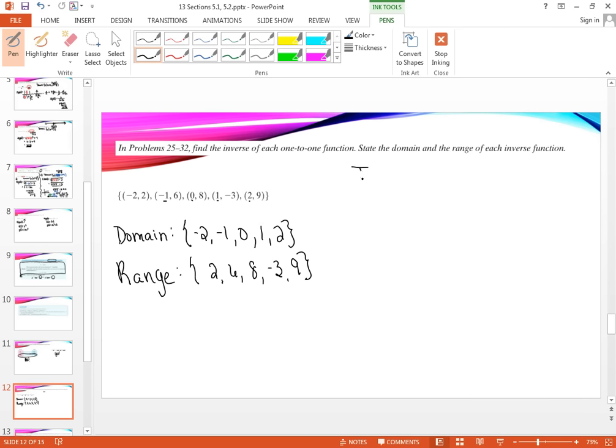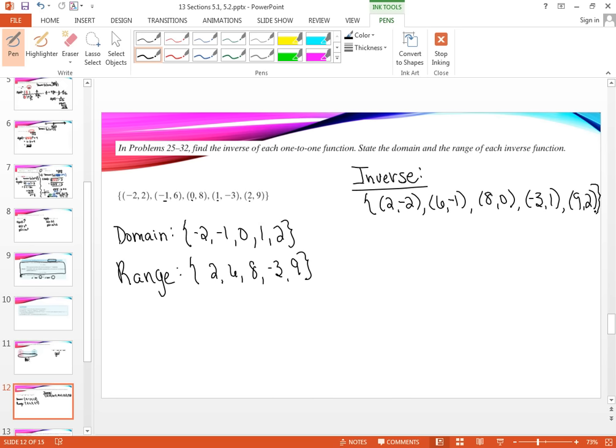Okay, so if I wanted to find the inverse, I'd literally switch the x's and the y's. So the point -2, 2 becomes 2, -2. The point -1, 6 becomes 6, -1. The point 0, 8 becomes 8, 0. 1, -3 becomes -3, 1. And 2, 9 becomes 9, 2.